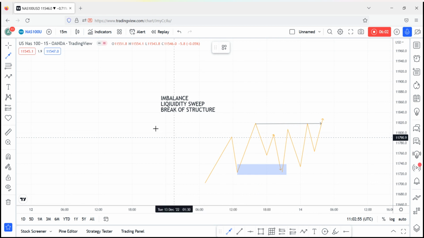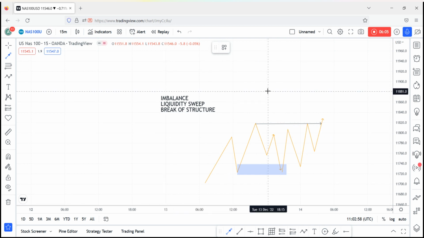So these are the three criteria that you have to keep in mind while selecting POI or the order blocks, right? Don't select any POI or order blocks that don't have the imbalance, or haven't created a liquidity sweep, or the zone that hasn't broken any structure, right? So I hope it will surely help you while doing trading, right?